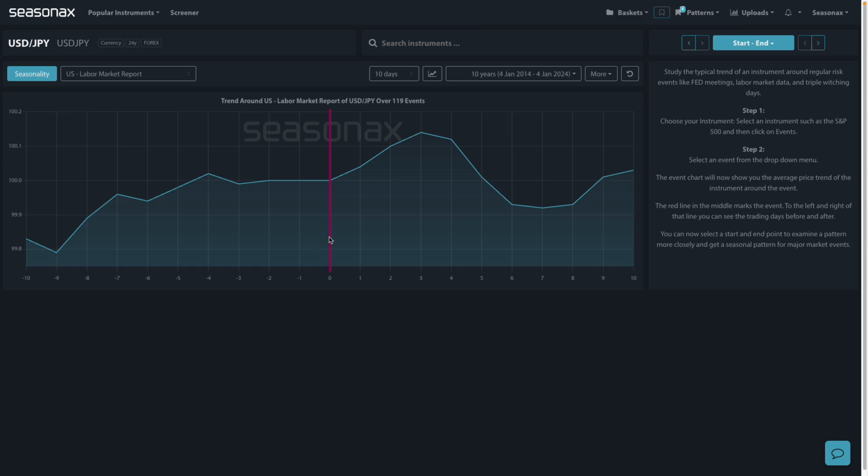Features is the ability to track key events like the non-farm payrolls release. You can see here we've got the event feature. We're looking at the US labor market report, and we can look at any instrument over the course of that report. In this instance, I just decided to look at the dollar-yen pair, but we could choose S&P 500, the dollar index, euro US dollar. It's really up to us to choose.